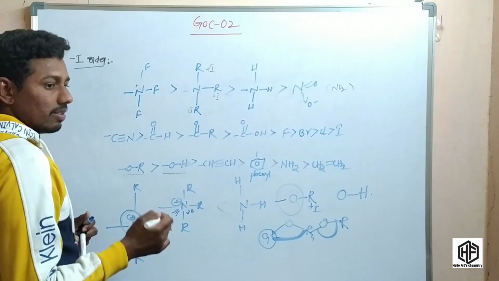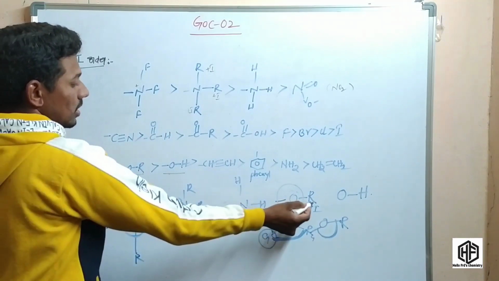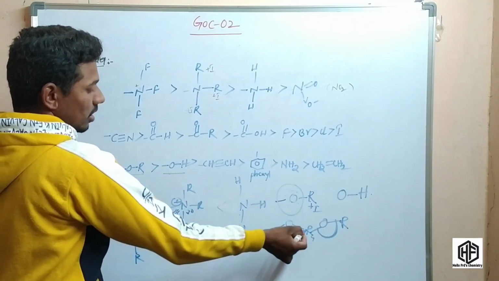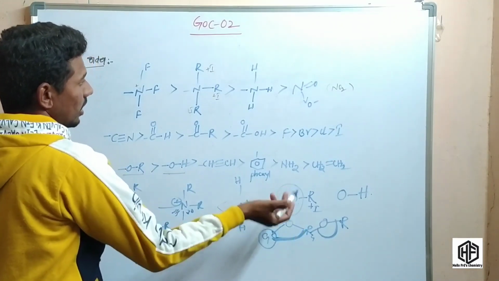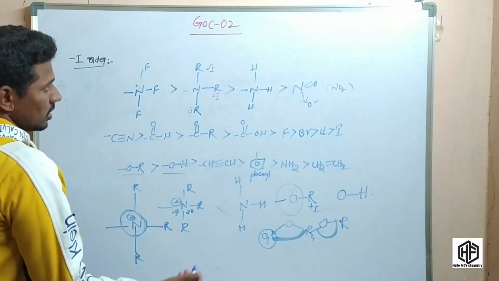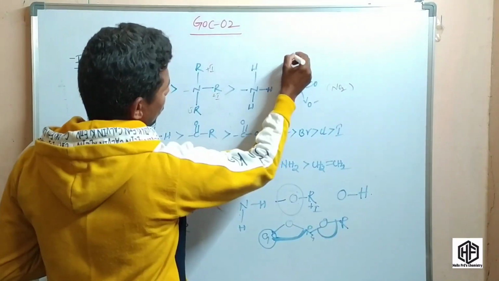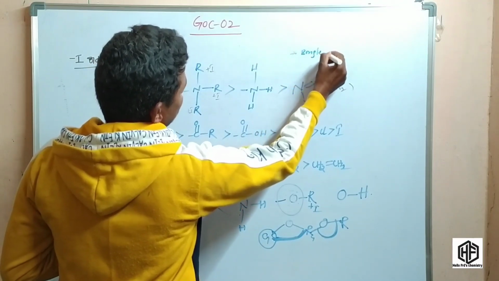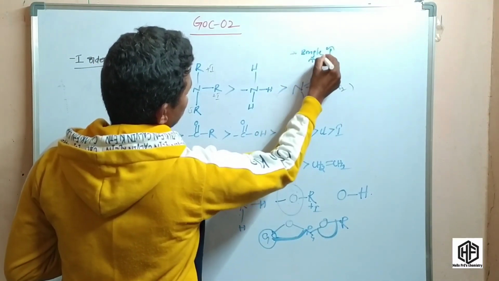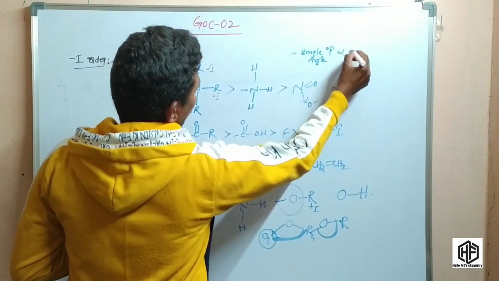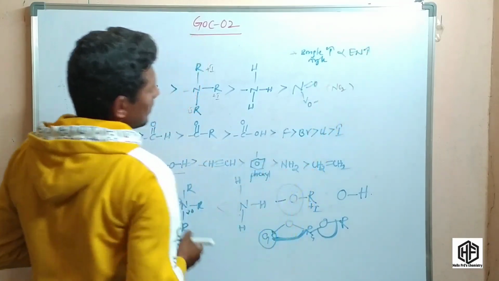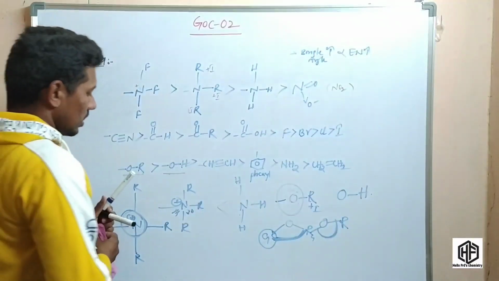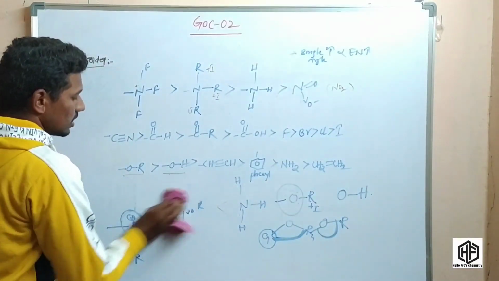OR has more electron density. Why? Because it is plus I. The bulky R group is repelled with the neighboring group of the oxygen atom. The bond angle increases. Whenever bond angle increases, this is the simple funda of periodic properties: bond angle increases and electronegativity also increases. That is the reason going on here.